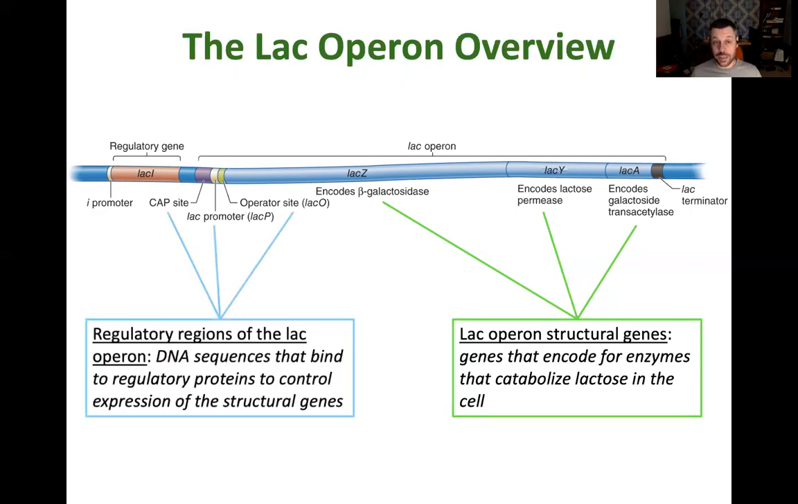The Lac Operon also contains three distinct DNA sequences that act as binding sites for regulatory proteins. The CAP site, which is going to bind this cAMP binding protein that we'll talk about later. The Lac promoter, which binds RNA polymerase, and the operator site, which binds the Lac repressor. And please remember that the Lac repressor is a DNA binding protein that is made by this regulatory gene called LacI. And that gene is constitutively active. It just churns out Lac repressor all day long, and indeed all night long.